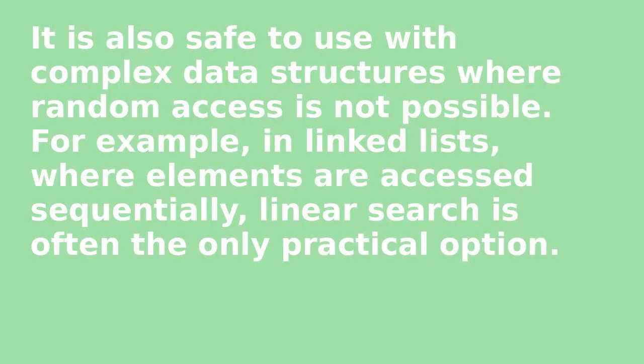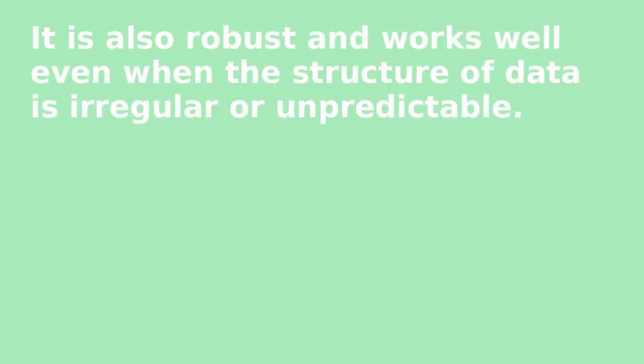It is also safe to use with complex data structures where random access is not possible. For example, in linked lists, where elements are accessed sequentially, linear search is often the only practical option. It is also robust and works well even when the structure of data is irregular or unpredictable.